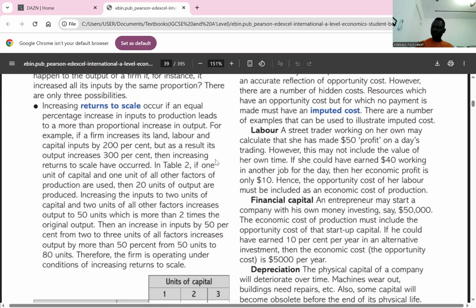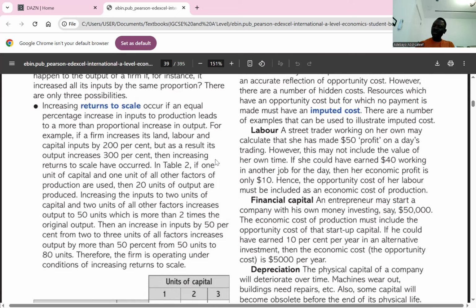So here I wrote, this occurs if an equal percentage increase in inputs to production brings about a more than proportionate increase in output. For example, if a firm increases its land, labor, and capital inputs by 200%, but the result brings about 300% in terms of output, that is what we call increasing returns to scale. You increase your inputs by 200%, and your output gives a result of 300%. That is increasing returns to scale. Do you understand increasing returns to scale?